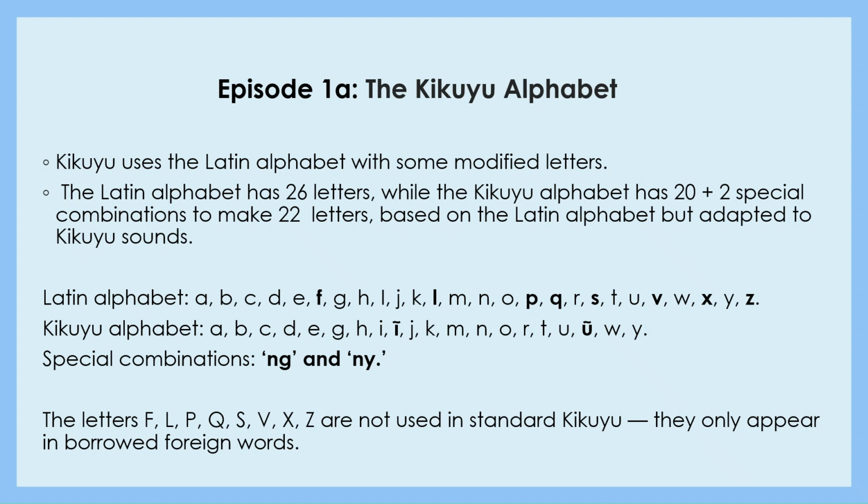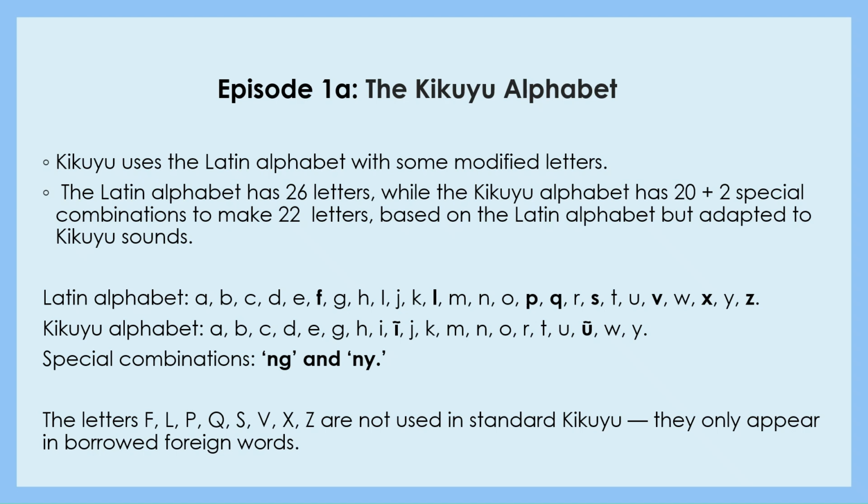We shall now look at the Kikuyu alphabet and pronunciation. Welcome. Kikuyu uses the Latin alphabet, which is the same writing system used in English. However, it is adapted to fit Kikuyu sounds. So it is not exactly the same as in English.